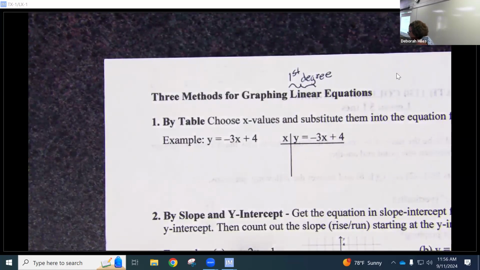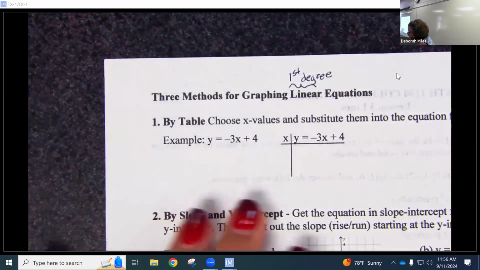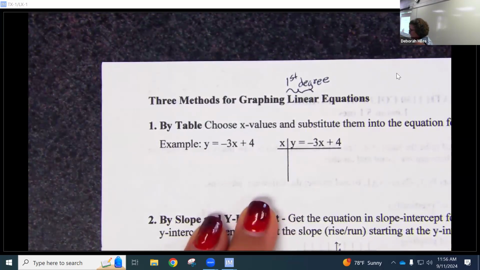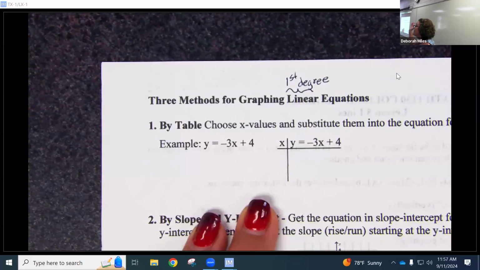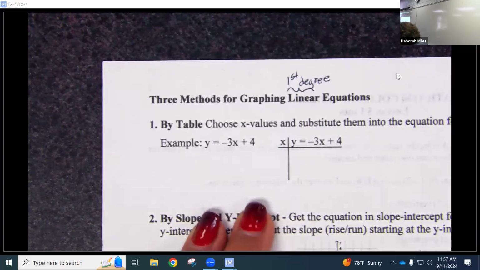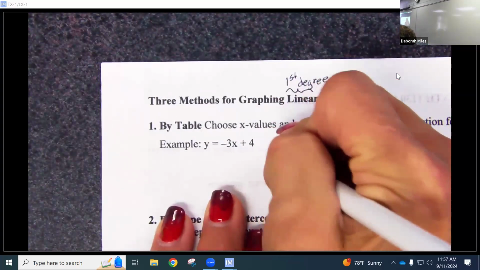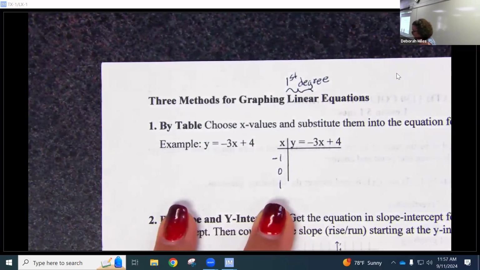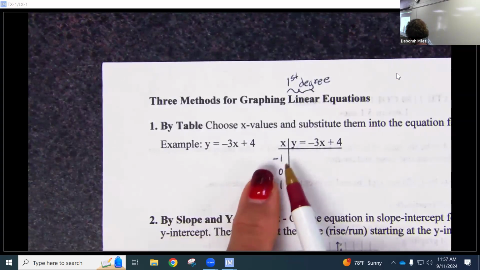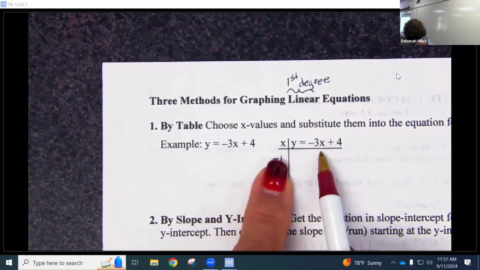Now, is there a magic to help me decide what X's to pick? Doesn't matter what X's I choose. Everybody in here could have 3 different X's and we'd all get the same line as long as we calculated our Y's correctly. So I'm usually boring and pick -1, 0, and 1 just because they're easy to plug in. And when I say plug in, I'm saying put each value into that equation.